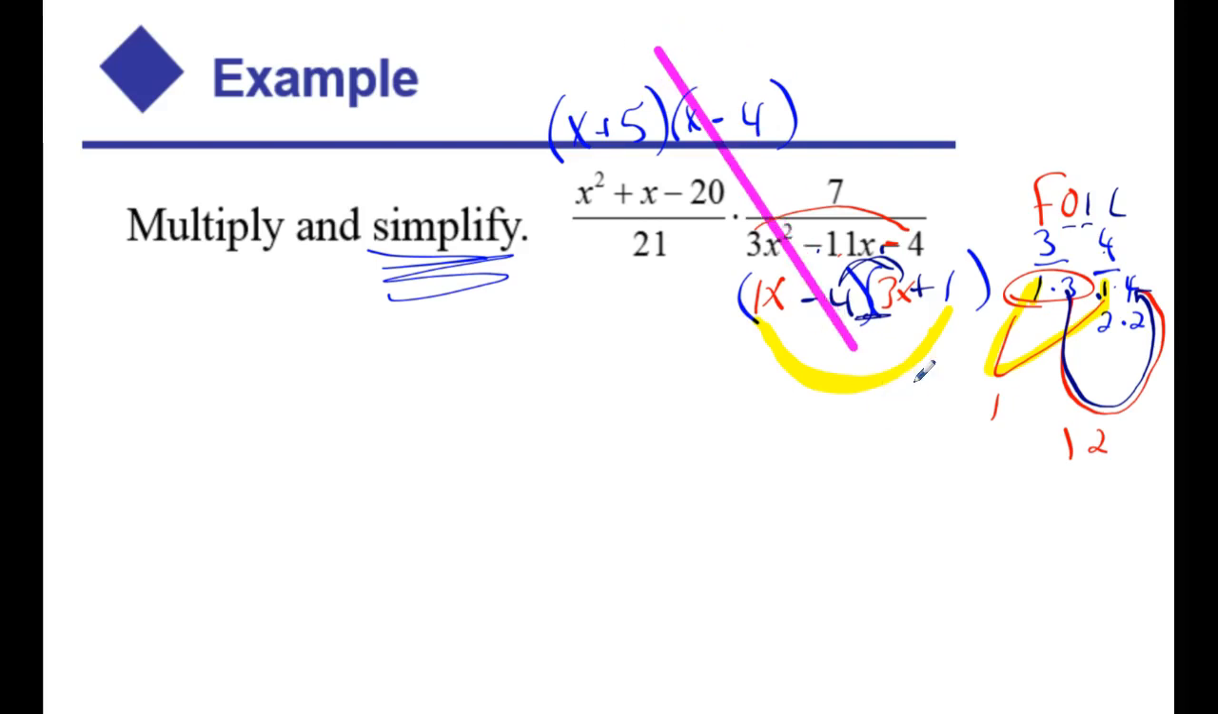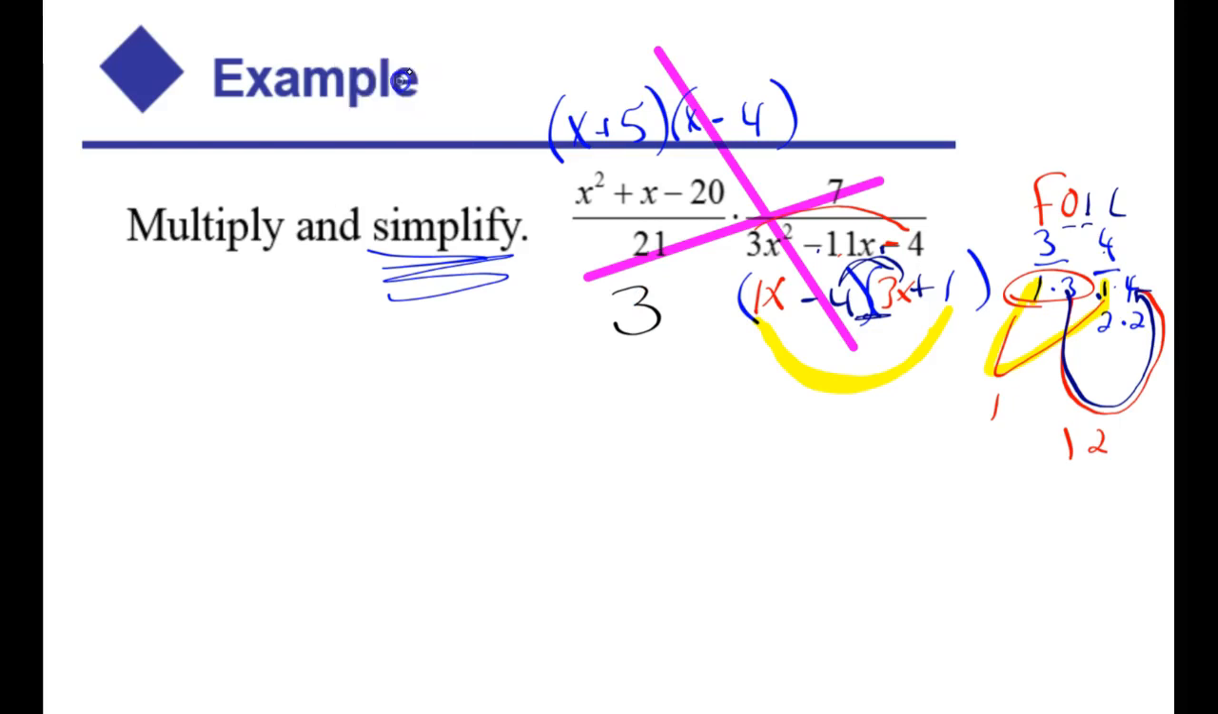So x minus 4s are gone. This is interesting. 7 goes into 7 once. 7 goes into 21 3 times. So I have a 3 down here. And I think that's it.